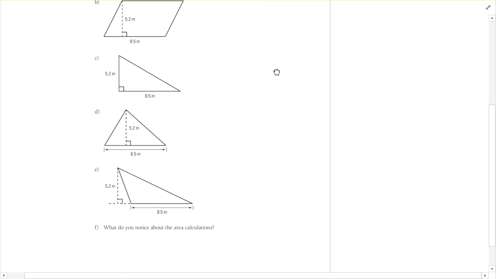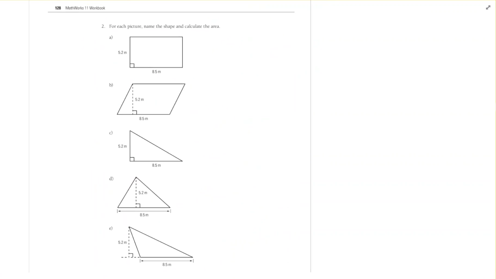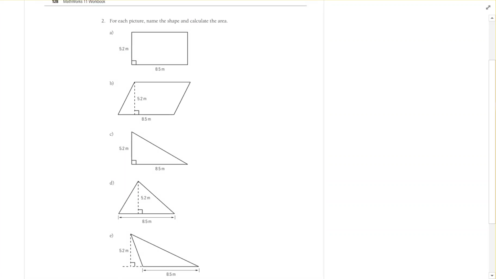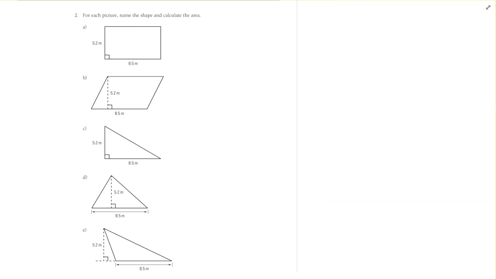Okay, so let's just keep going with this. I'm actually going to let you guys go ahead and solve each of these now. So go ahead and answer A, B, C, and D on your own right now. Okay, moving on.